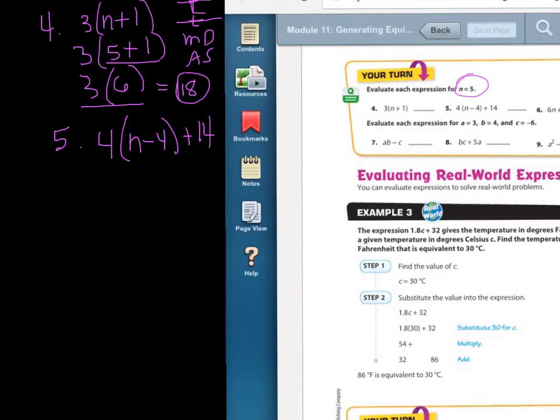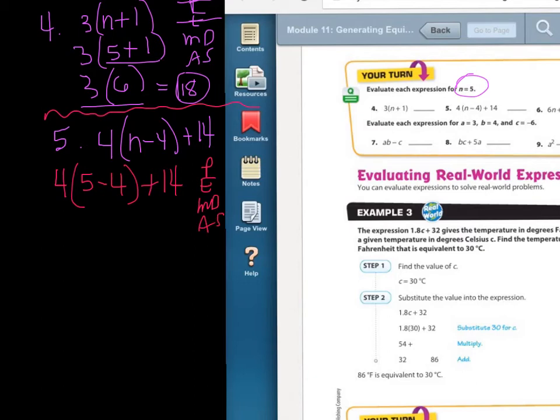Okay, for number 5, 4 times n minus 4 plus 14. Again, I meant to change colors. All right, so the same thing, n equals 5. So let's rewrite the problem, and we're going to take out all of the n's and put 5's. Okay, please excuse my dear Aunt Sally. Parentheses, yes, right here. Rewrite the problem, 4 times, and then 5 minus 4 was equal to 1.